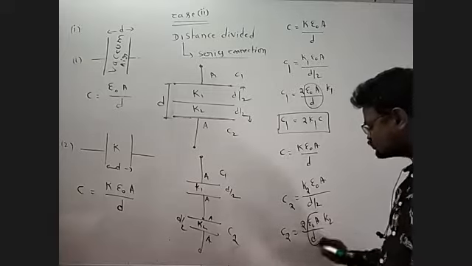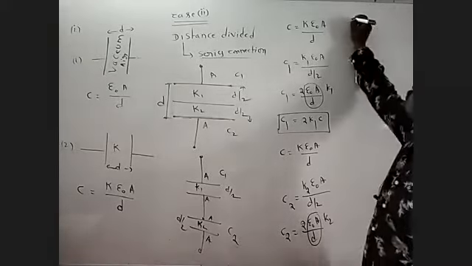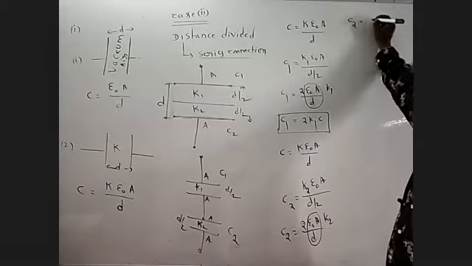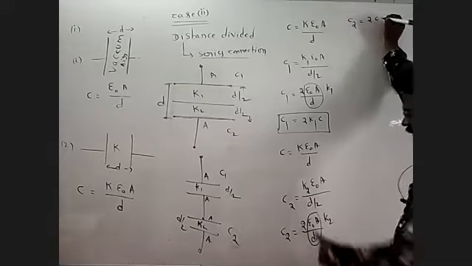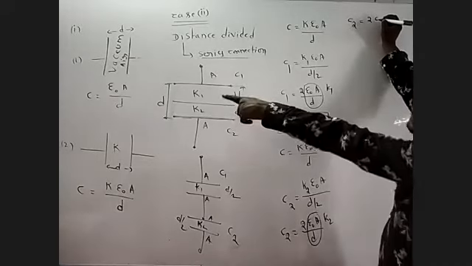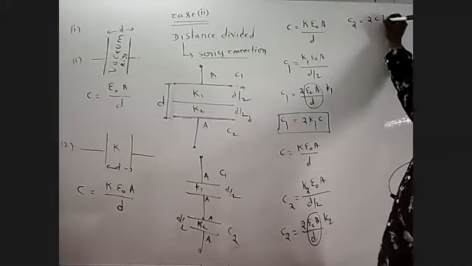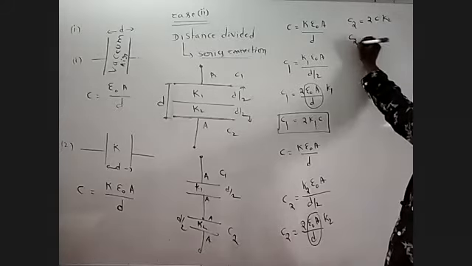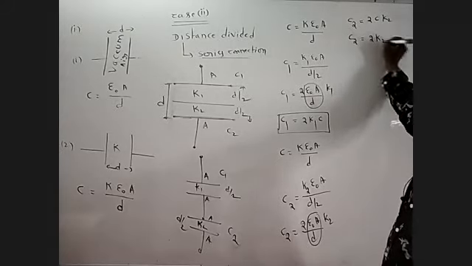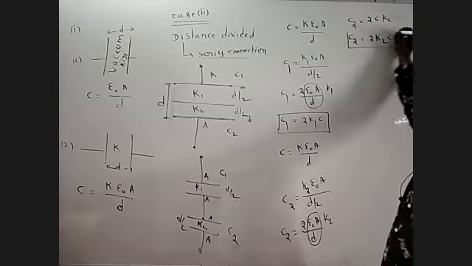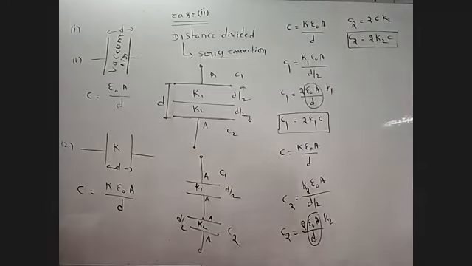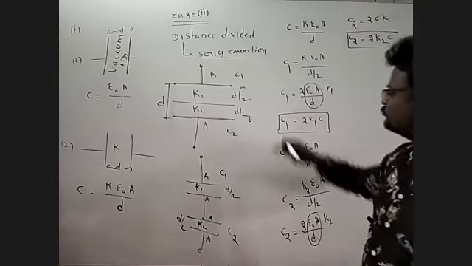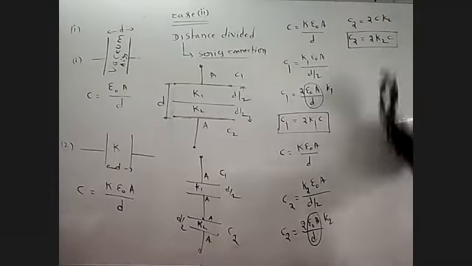So we are going to write C2 is equal to what value? C2 is equal to 2 times epsilon naught A by D, which is C, into K2. C2 is equal to 2CK2. This is the formula. That is the C2 value, and this is the C1 value.